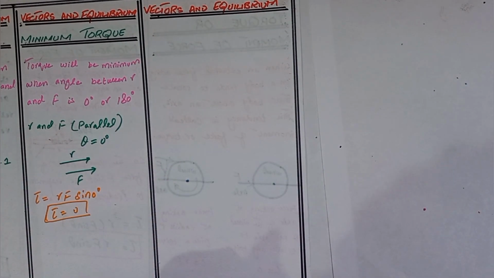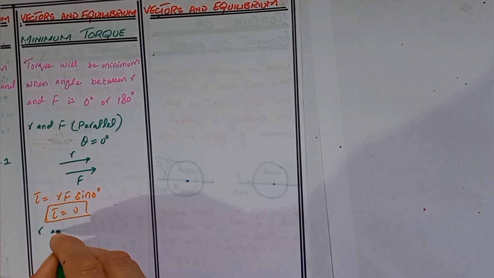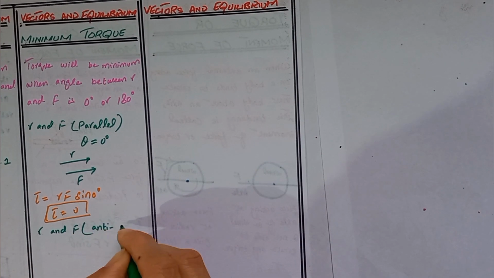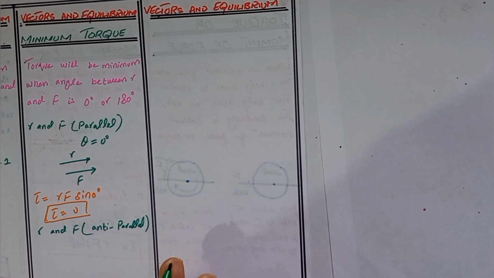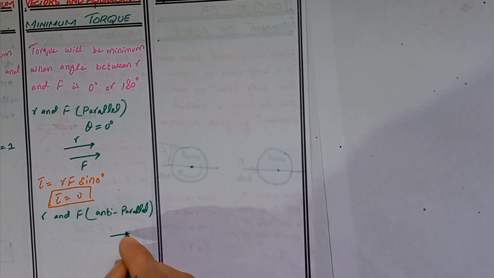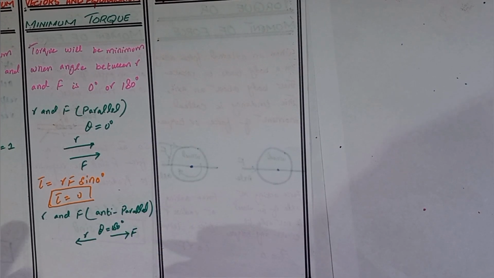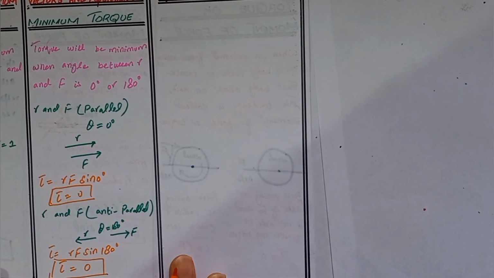So torque is 0. And if r and F are anti-parallel, this is the force F and this is the position vector r. These make an angle of 180 degree. So here the torque is equal to r F sin 180 degree, that is also equal to 0.